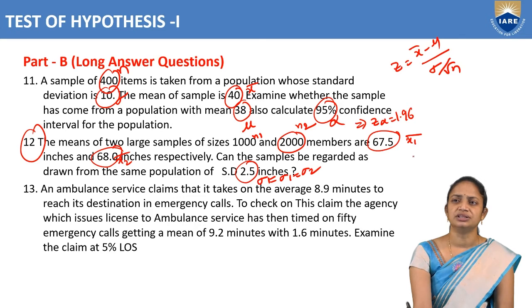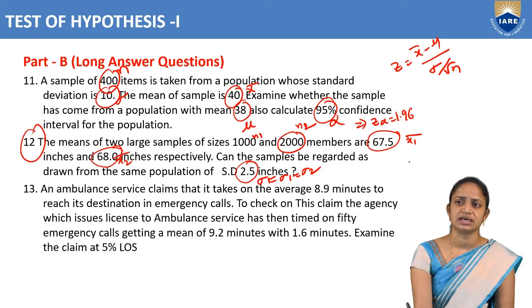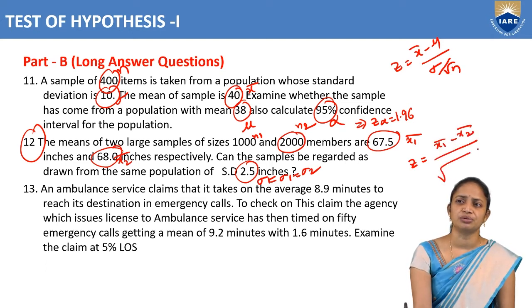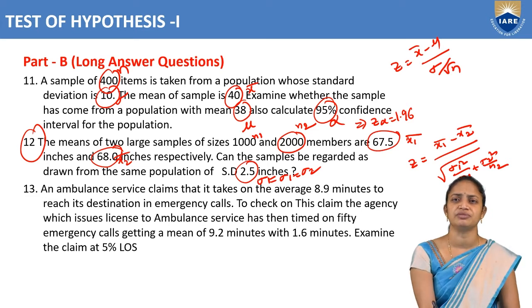So that means the procedure is the same. Here also we need to follow the same procedure: null hypothesis, alternative hypothesis, level of significance, test statistic, conclusion. The procedure is the same, but in the test statistic we have to use a different formula: x1 bar minus x2 bar divided by the square root of sigma 1 square by n1 plus sigma 2 square by n2. So this is our formula. But we know that here sigma 1 equals sigma 2 equals sigma.